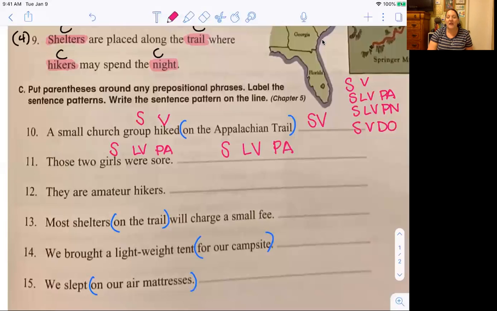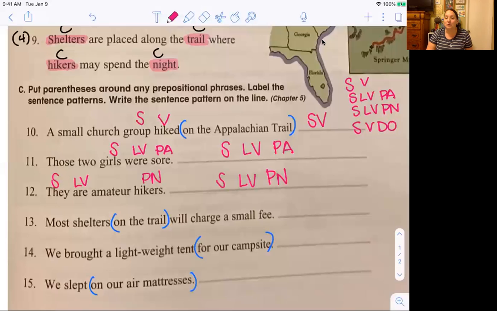Number 12, they are amateur hikers. What is the verb? Are. Is are a linking verb or an action verb? It's a linking verb. Who are? They are. And what are they? Careful with this one. They're hikers. Now, is hikers an adjective or is it a noun? Is it a describing word or a person, place, or thing? It's a predicate noun. So our pattern is subject, linking verb, predicate noun.